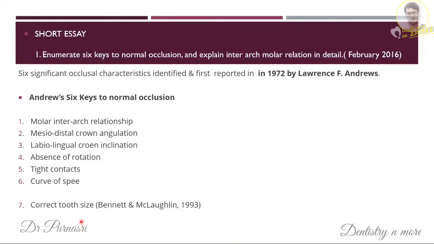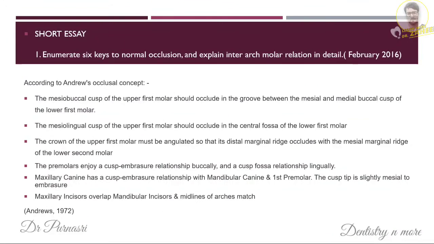The second part of the question is to explain interarch molar relation in detail. That is the first key to normal occlusion. According to Andrews' occlusal concept, the mesiobuccal cusp of the upper first molar should occlude in the groove between the mesial and middle buccal cusps of the lower first molar. You must be knowing this very well by now. This is the normal class 1 relation that we know.